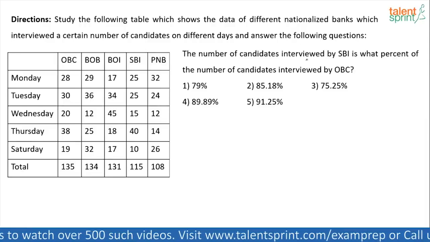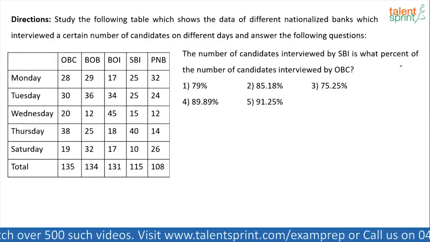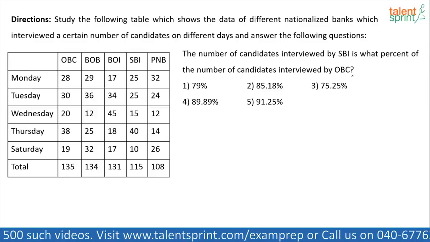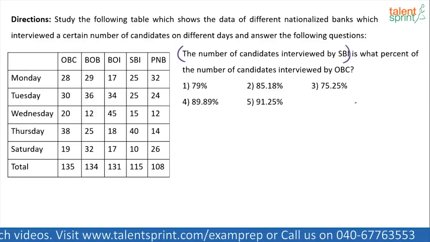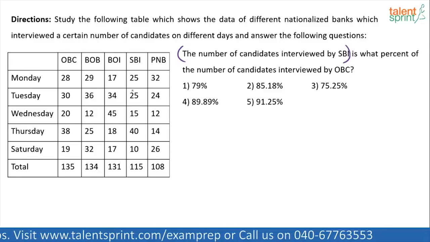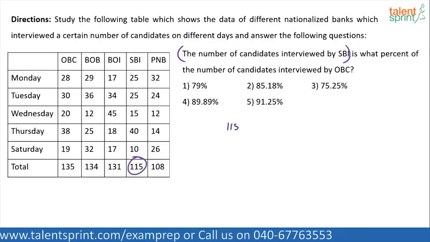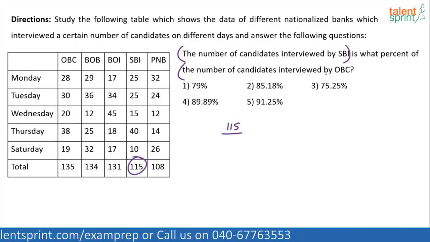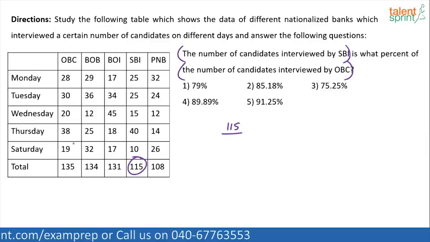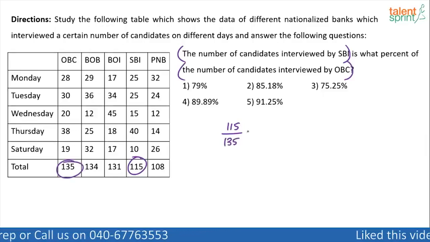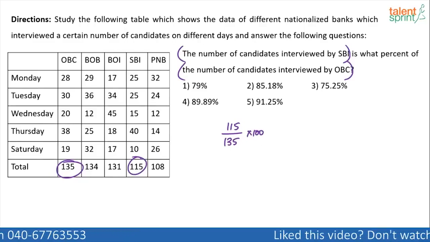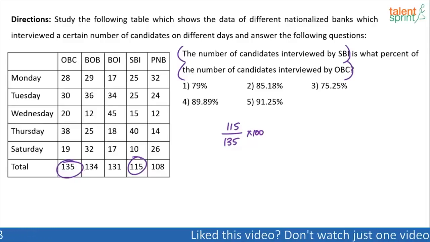The number of candidates interviewed by SBI is what percent of the number of candidates interviewed by OBC? Again, X is what percent of Y? Number of candidates interviewed by SBI is 115. What is Y? The number of candidates interviewed by OBC. How many have been interviewed by OBC? 135. X is what percent of Y? X by Y into 100. So 115 by 135 into 100.